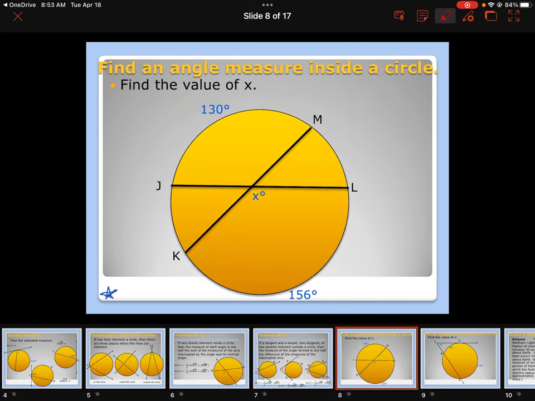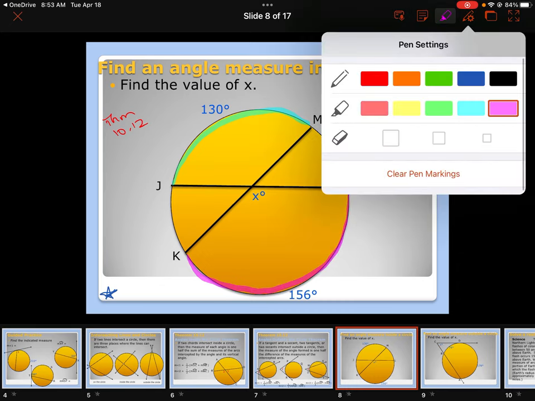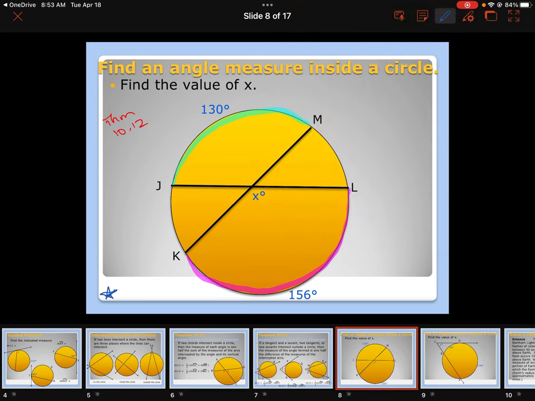So we're going to skip ahead to this slide where we can use theorem 10.12. I know I'm using that theorem because I have two chords that intersect inside the circle. They're going to give me two arc measures. I'm going to make one of them blue and one of them magenta. What's the measure of that angle that's formed?